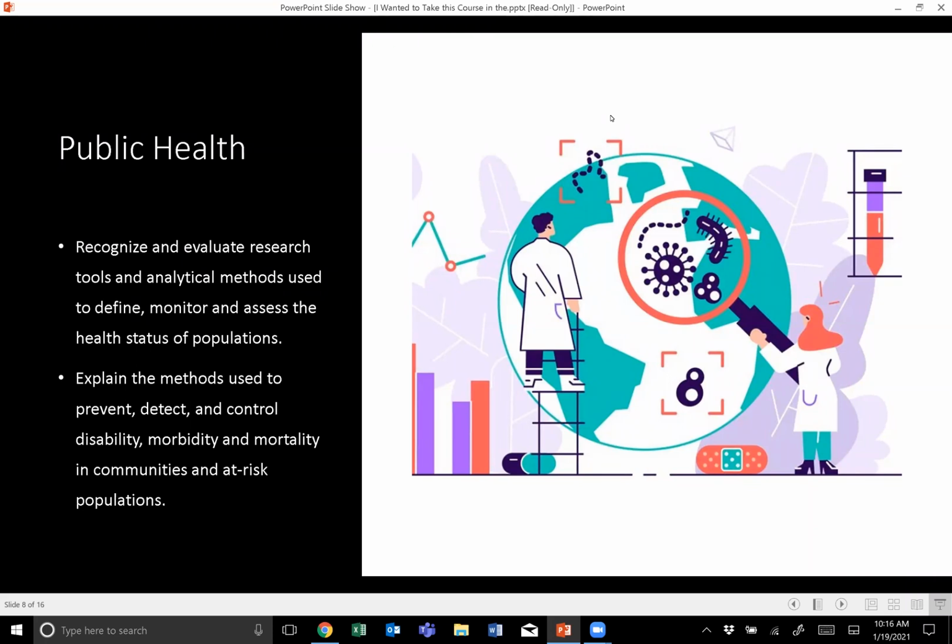And the other part of this is that public health can be a bit of a dry subject matter. There is one specific piece of public health that is somewhat dry, and that's epidemiology. Epidemiology, as defined, is the study of the distribution and determinants of health-related states or events in specific populations and the application of this study to control health problems.